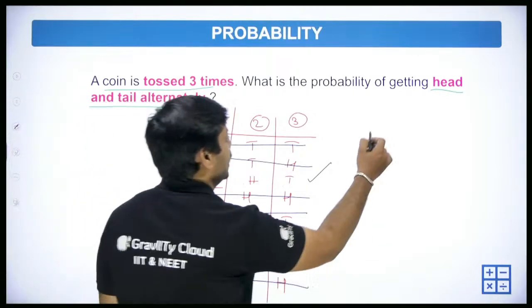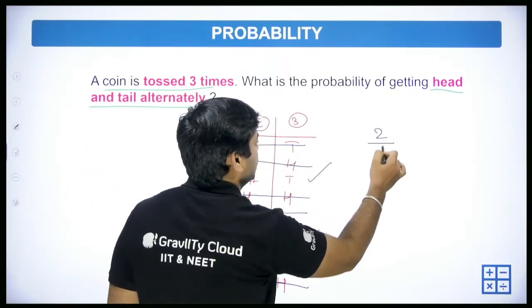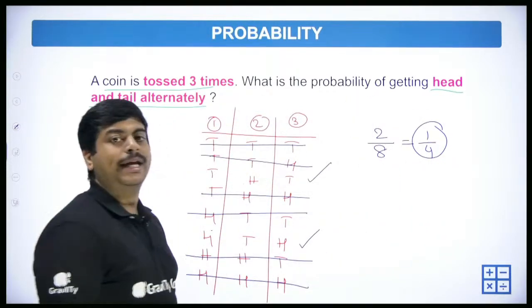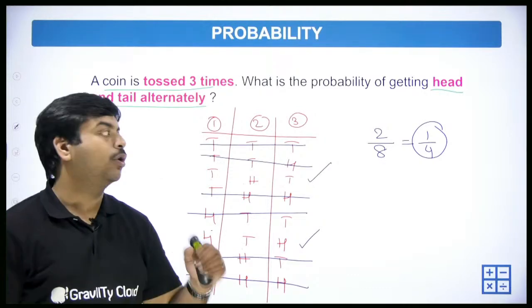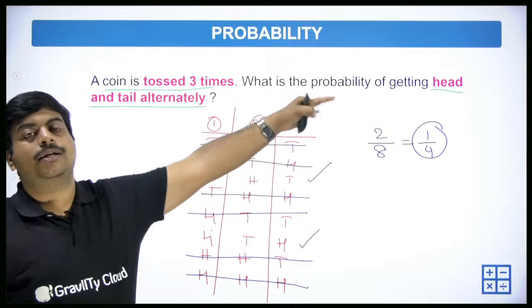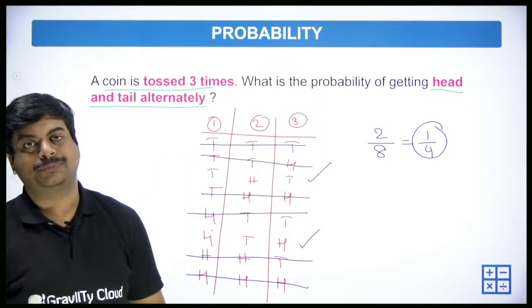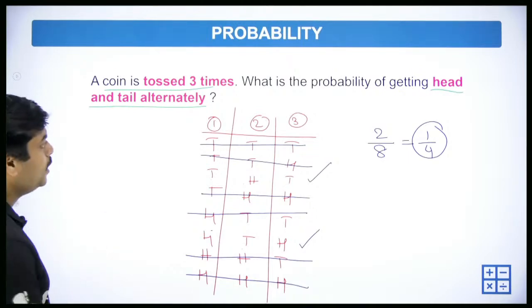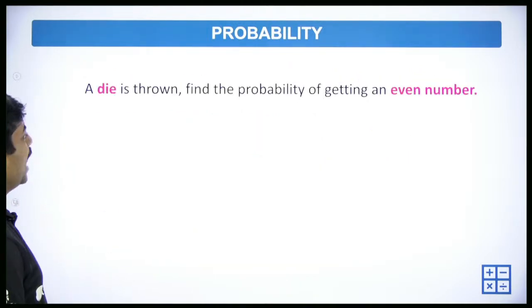So how many cases are the total? Favorably, we have 2 cases, but the total number of cases is 8. So 2 by 8, which is 1 by 4. So total 2 cases out of 8 cases, the probability is, sorry, 1 by 4.